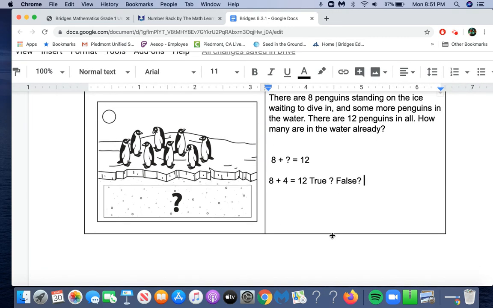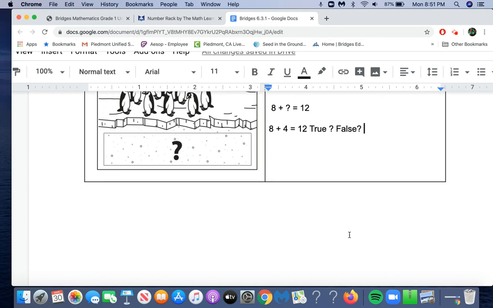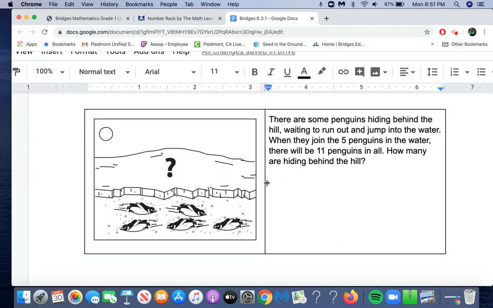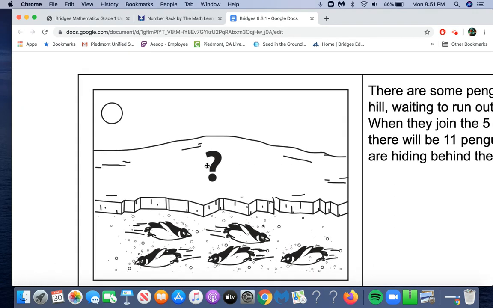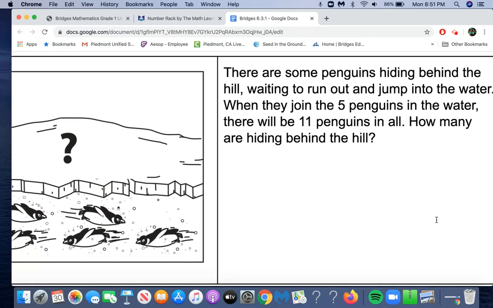Okay, I'm going to the last one, and then I'm going to give you some problems that you're going to have to figure out for yourself. Okay, here we go. Last one. Wait a minute. The question mark on this hill. Look at this picture very carefully. What's going on here? Okay, let's see what it says.